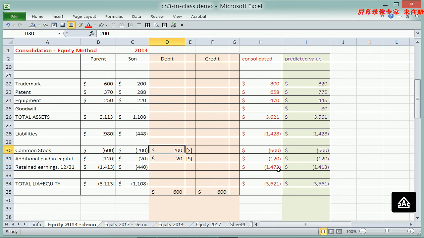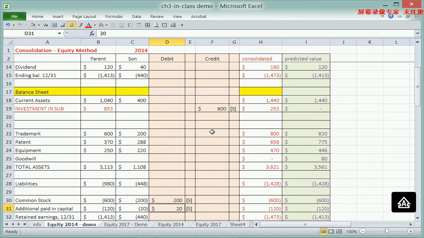Now it's the same as we predicted. If we do not have this, let me show you. The P plus S will be 800. So we do need to eliminate the subsidiary's number to reach the predicted common stock. So we add them up. That's the investment in the subsidiary.